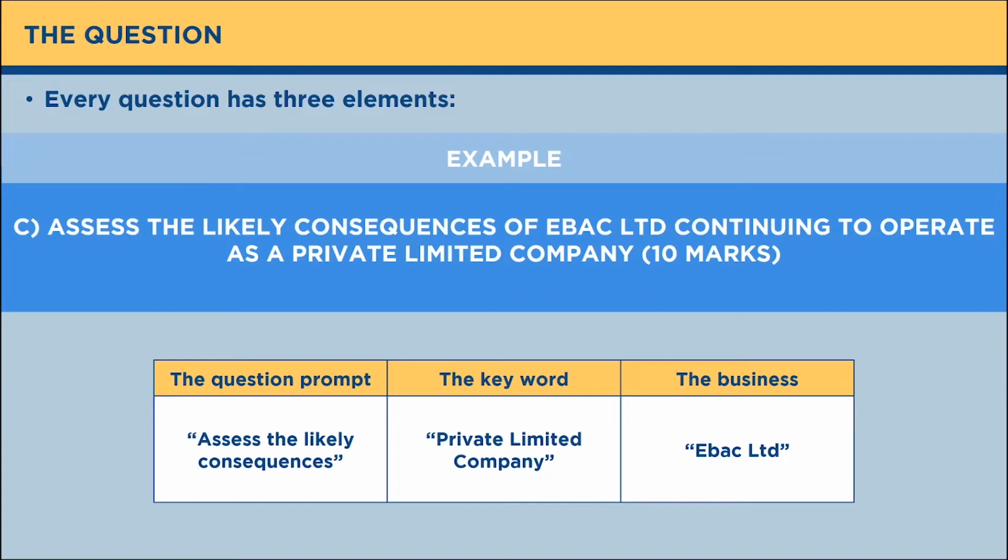There's also always a keyword. In this case, it's private limited company. That's the knowledge that you would have gained by studying the specification. And there's always a business, and in this case, it's EBAC Limited. You don't need to know anything about EBAC Limited. The case study, the extract, will give you more than enough information, but you do need to recognize that EBAC Limited are a key part of this question, because if you don't talk about them, then you're not answering the question.